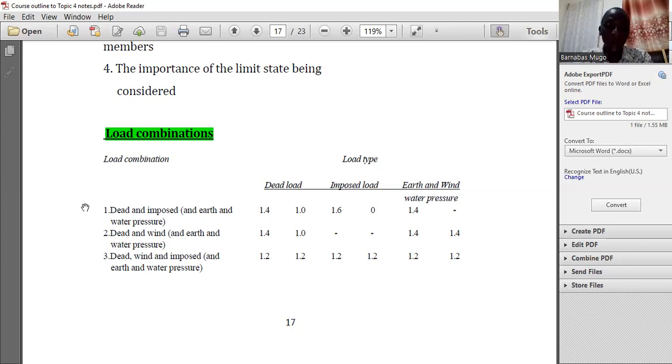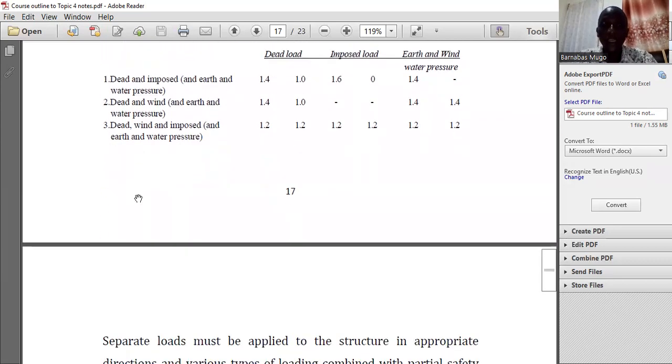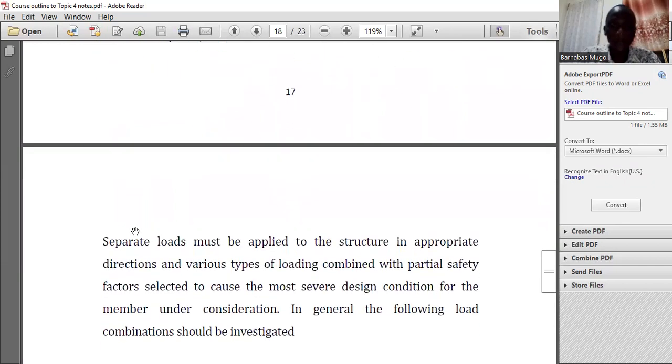Then you have the dead load, wind, and the imposed. In this case, if you have the combination of the three, you are going to use, in each case, the factor of safety of 1.2. That is how you get the factor of safety.